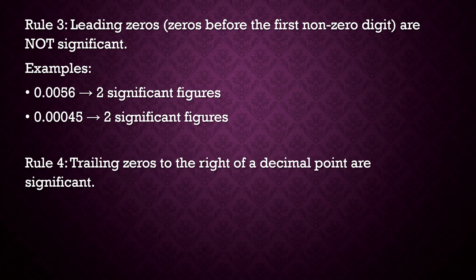Here you can also see that 4 non-zeros are there, but they cannot be considered. So 4, 5 is two significant figures.